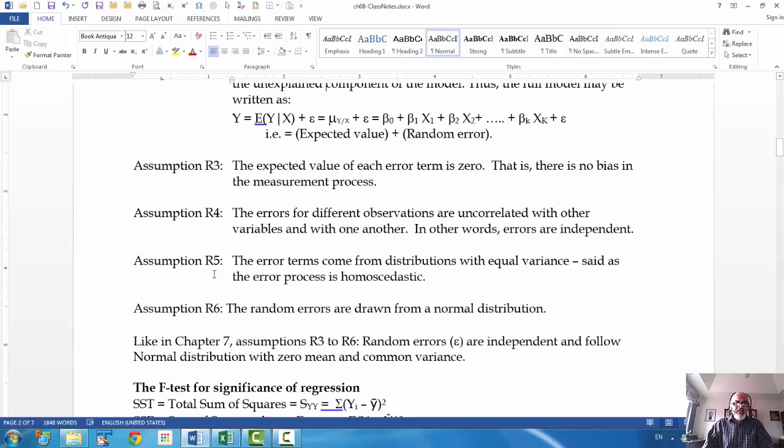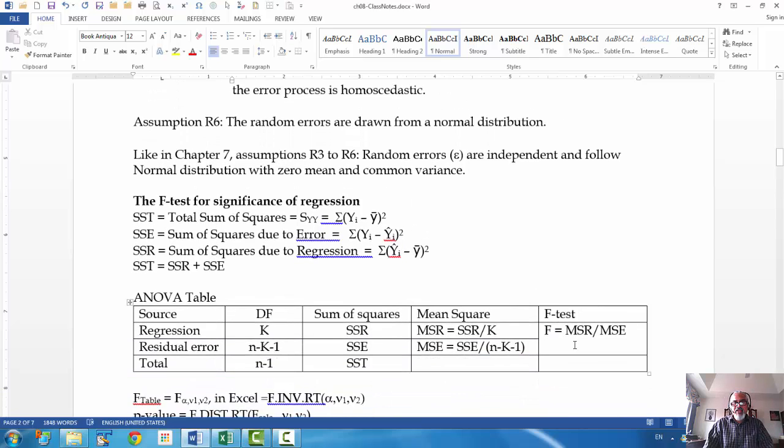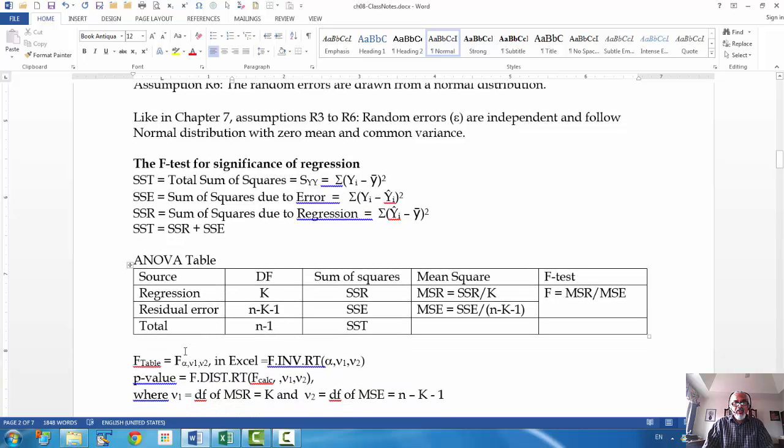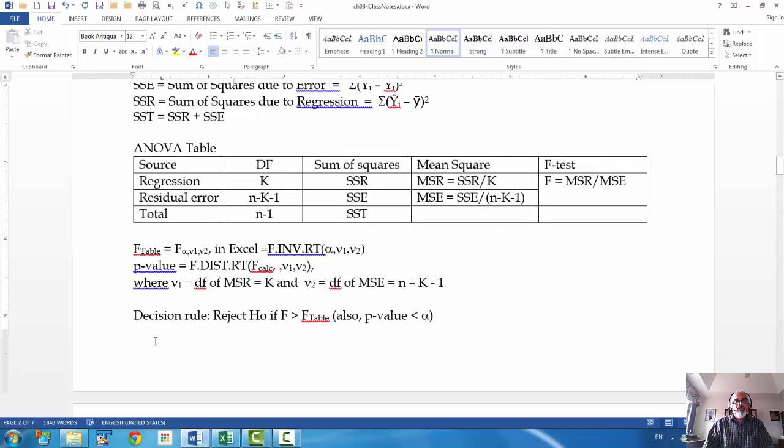Once these 6 assumptions are verified, we can do an F-test for the overall significance, and that F statistic is MSR divided by MSE. We've already gone over the ANOVA table. Then you use F.INV.RT for the F table value, so we can do an F table value test, or F.DIST.RT for a p-value test. Now let's go to the Excel file and do this test in Excel.